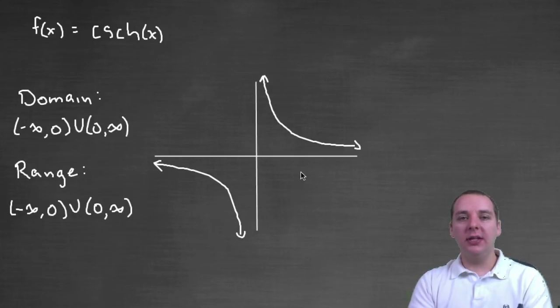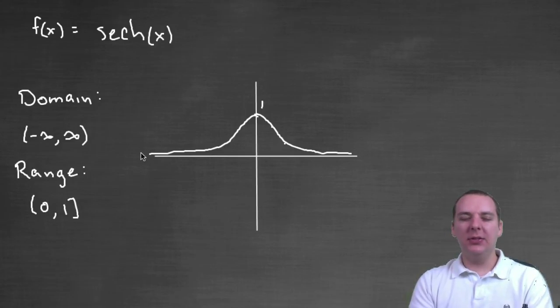Hyperbolic cosecant looks something like this. Its domain is all real numbers except for 0. There's a vertical asymptote. And the range is all real numbers other than 0. You have a horizontal asymptote at y equals 0.